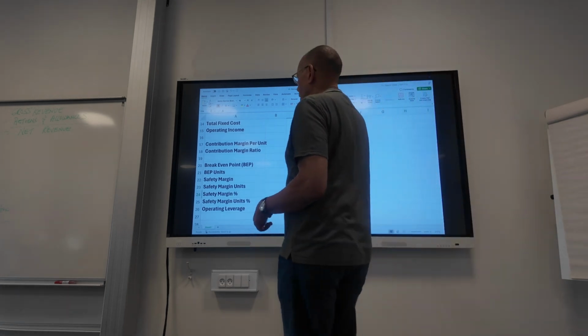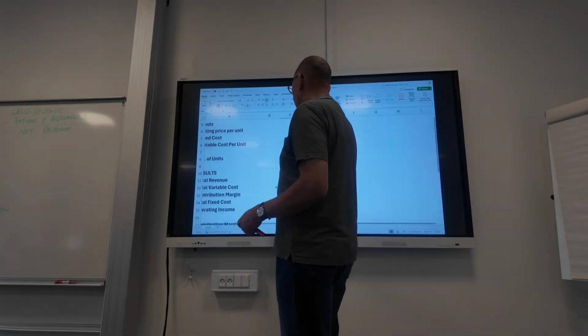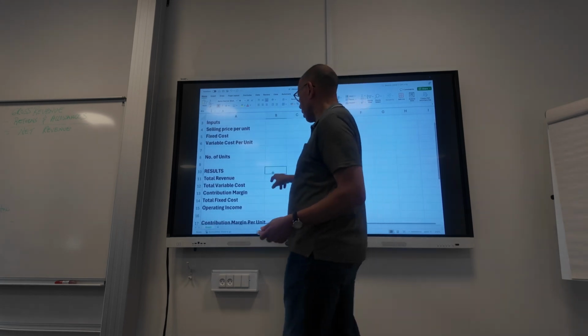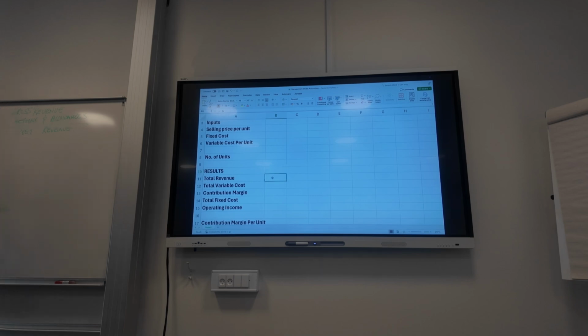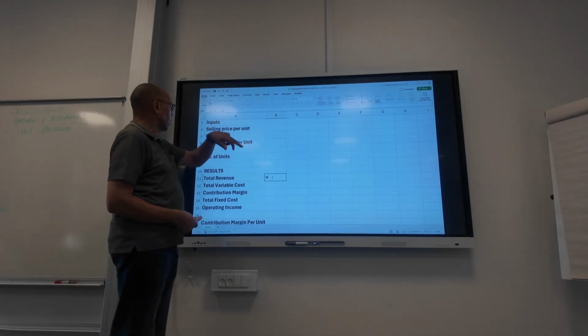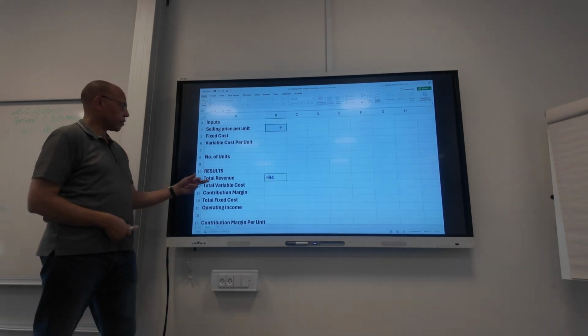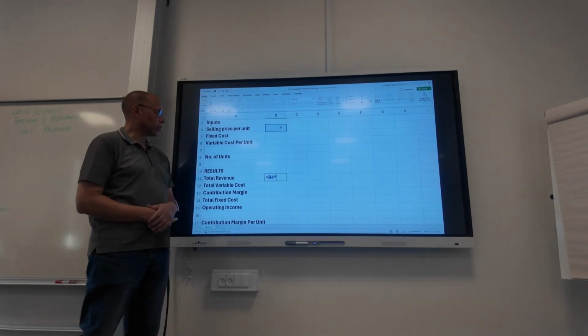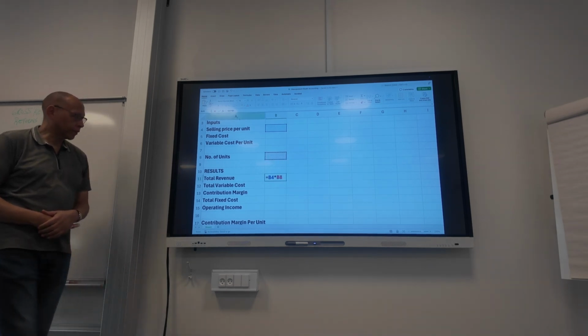Okay, then let's go up to results. Yep, to results, right. And then we want to build our formulas. So for total revenue, how do we get total revenue? Selling price per unit times number of units, right? So we want the cell that has selling price per unit times the cell that has number of units. Yep, and enter, right?